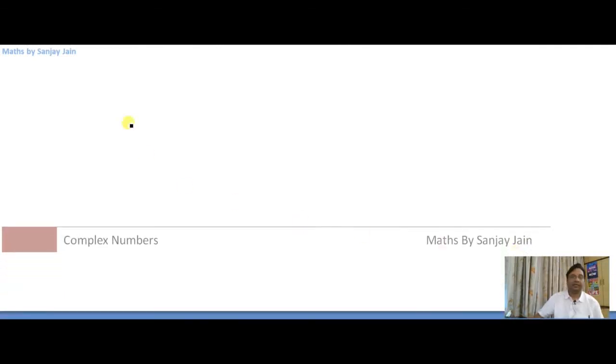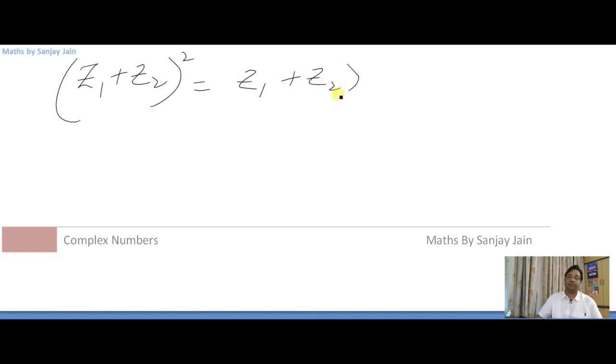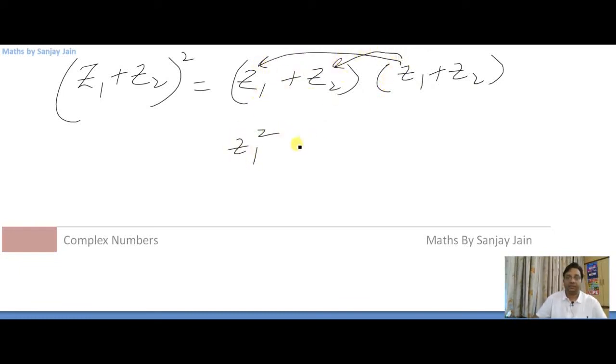What identities am I talking about? I am talking about those identities that we learned in real numbers also, a plus b whole square. So in complex numbers also you can see that these identities are somewhat similar or the same. So you can write it as z1 plus z2 into z1 plus z2. Now if you multiply these, you will get z1 squared, z1 into z2, or you can write like this, z2 into z1, plus z1 into z2, then z2 whole squared.